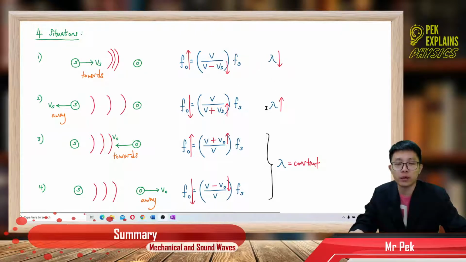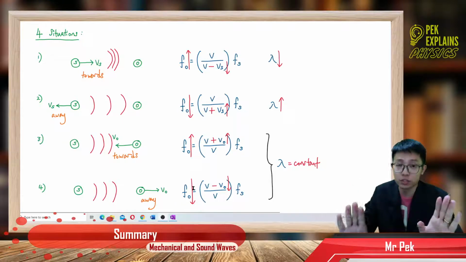The wavelength will only change if the source is moving. Even though the wavelength is constant, the observed frequency will still be different. Frequency is what you hear. So if the observer is moving towards the source, you hear a higher frequency. If the observer is moving away from the source, you hear a lower frequency. Clear about these four situations?